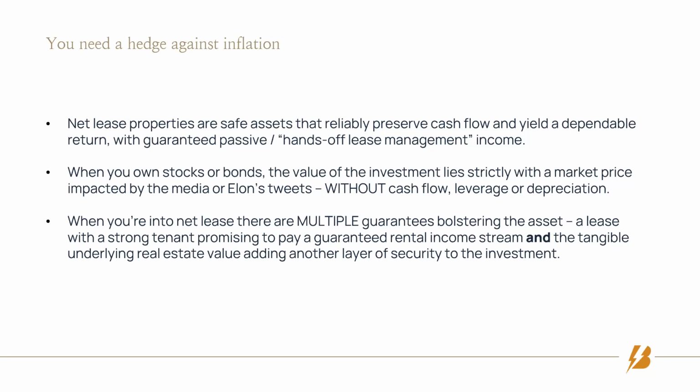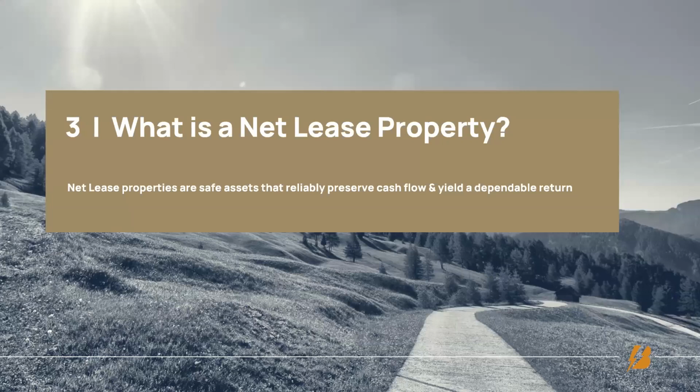When you're in a net lease asset, you have multiple guarantees that bolster the asset. You get a lease with a strong tenant, with that promise to pay a guaranteed rental income stream, and you get the tangible underlying real estate value that comes along with it. So it's not just the lease, which is guaranteed, but it's the asset that you get along with it. It's part of the real estate. That's part of the asset. It's secured by that. So now let's talk about what a net lease property actually is.